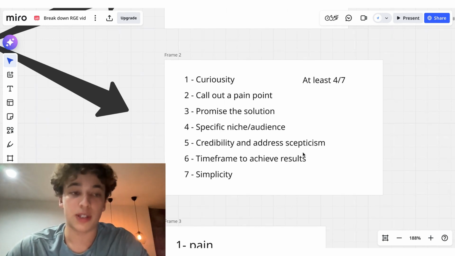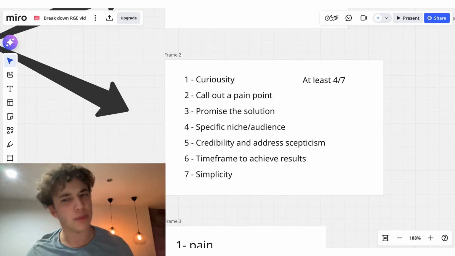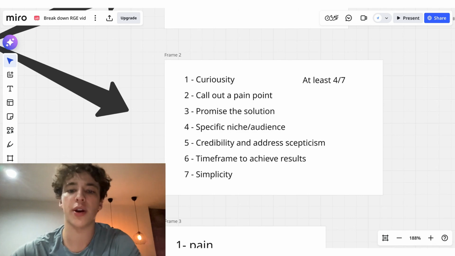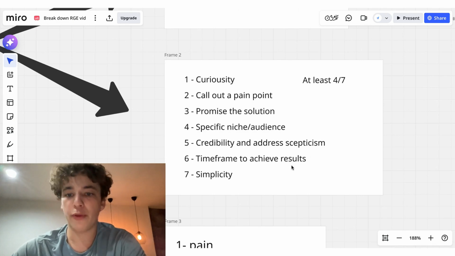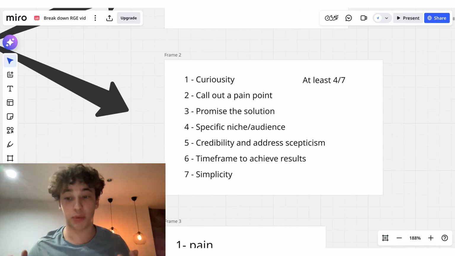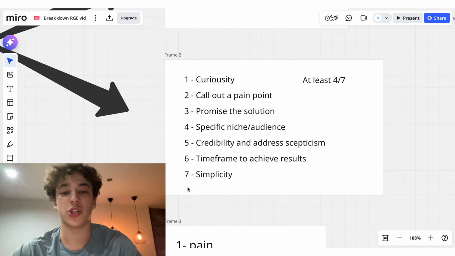Credibility and addressing skepticism. Maybe your product people are skeptical about. If you address it, people will want to listen and see, is he right? I want to hear this out. Time frame to achieve results. If this is something that will bring out results, which a product should, a good product at least, then make sure you put that time frame up there. That's a really good addition.